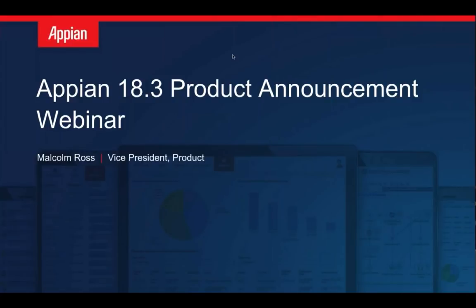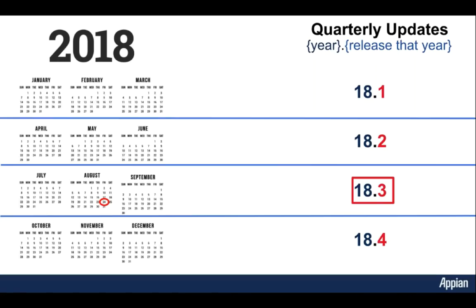If you're unfamiliar with the Appian release cycle, I'd like to remind you that we've had two releases already this year, 18.1 and 18.2. This will be the 18.3 release, and subsequently we will have an 18.4 release around the mid-November timeframe. So look forward to a product announcement webinar around the late October, early November timeframe for that 18.4 announcement.